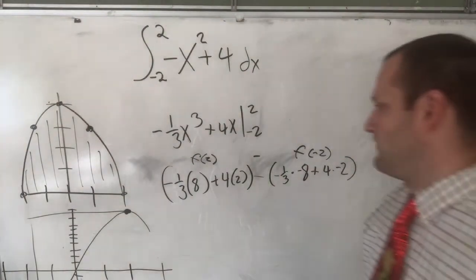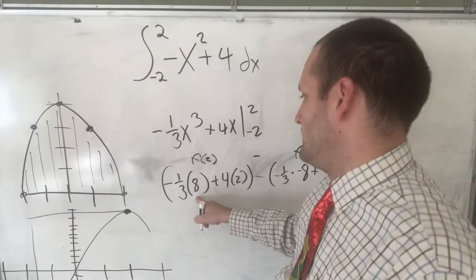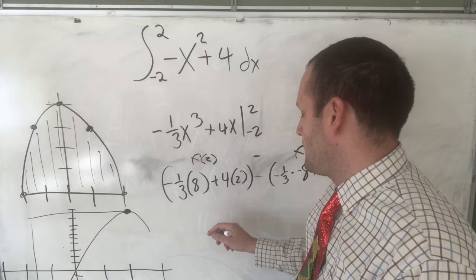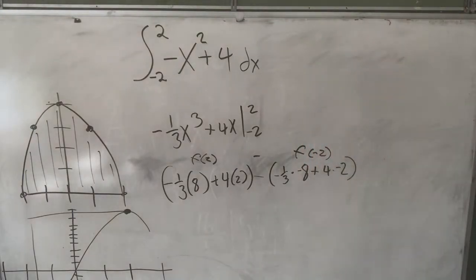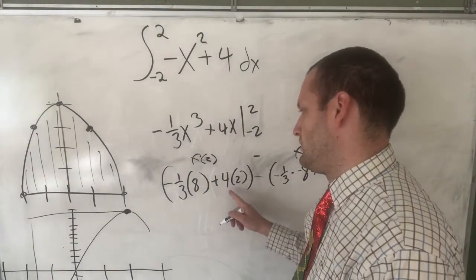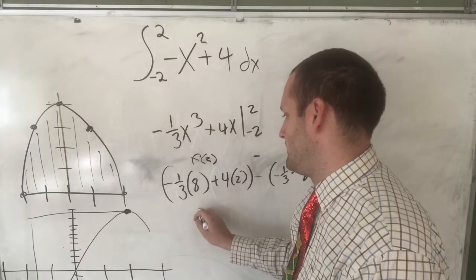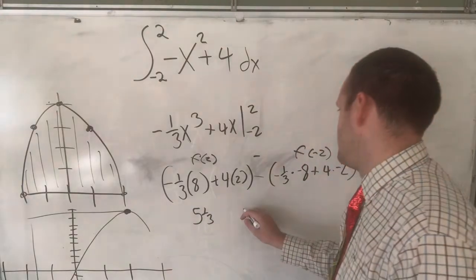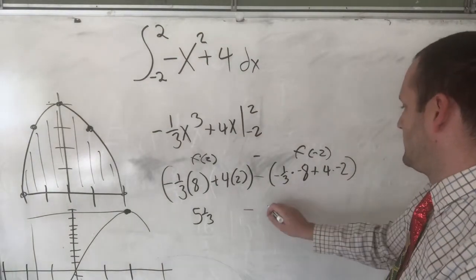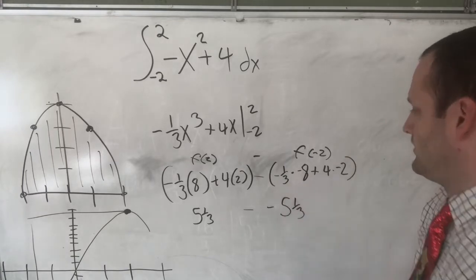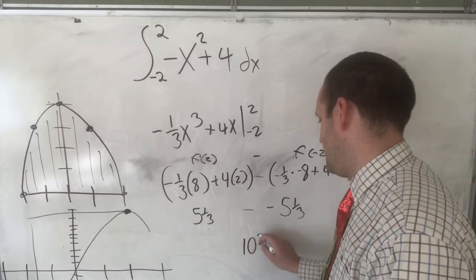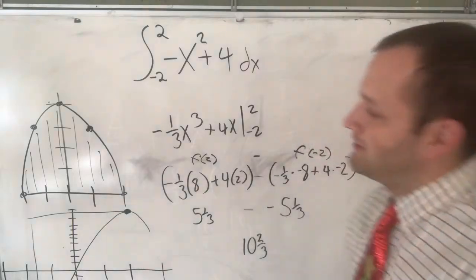We'll try another couple here in a sec. But anyway, we go through, we solve this. At 2, that's -8/3 plus 8, which would give us, -8/3 is technically 2 2/3, so 5 1/3. So this is 5 1/3 minus -5 1/3, which gives us 5 1/3 plus 5 1/3 is 10 and 2/3. That's the total area under the curve there, okay?